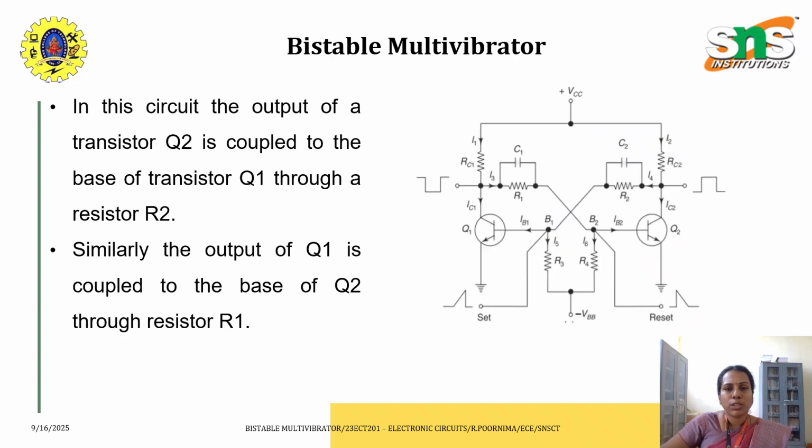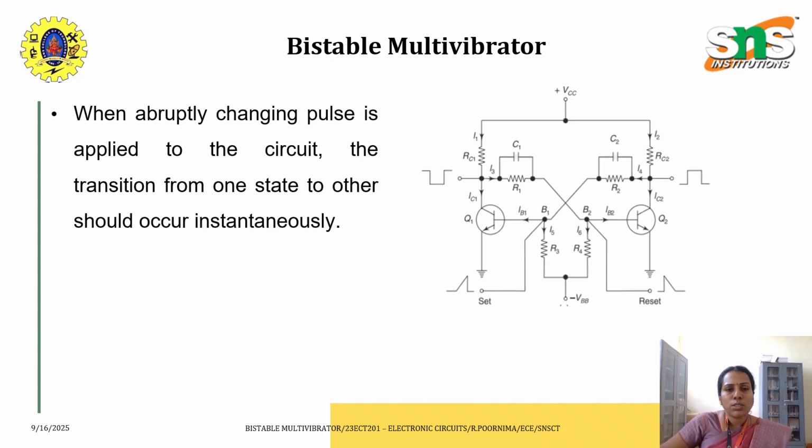So here the circuit of the bistable multivibrator is shown, in which two transistors Q1, Q2 are used, and the Q1 base is connected to R2 and similarly the Q2 base is connected to R1. In this circuit, the output of each transistor is coupled to the base of the other transistor. When we apply an external trigger pulse to this circuit, a transition occurs from one state to the other state.